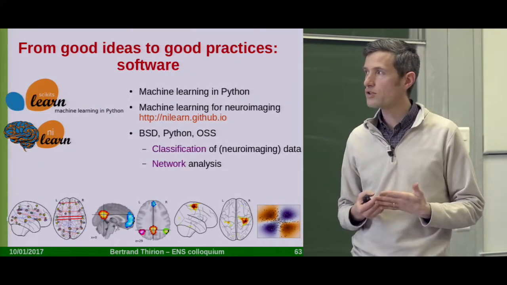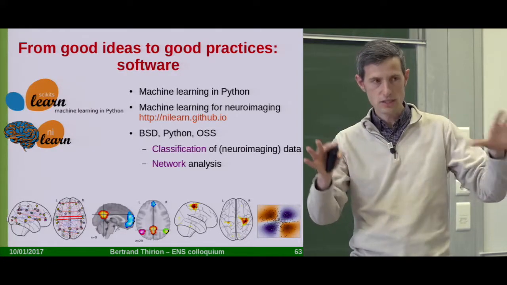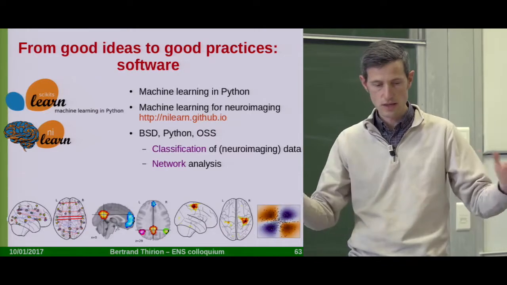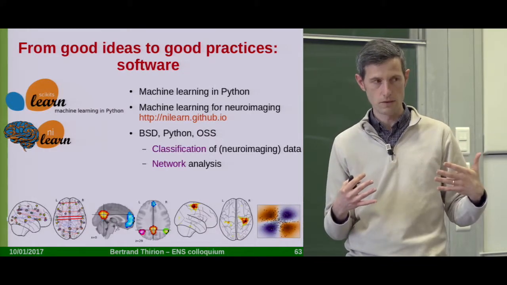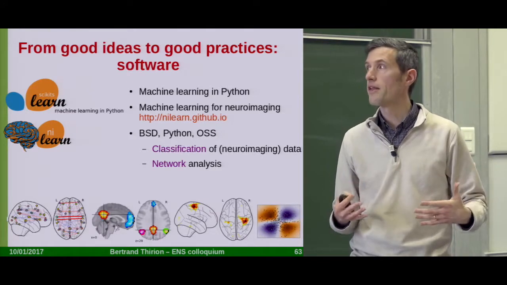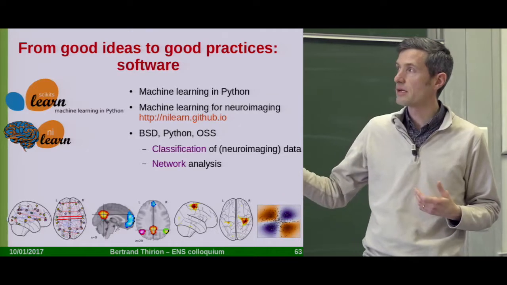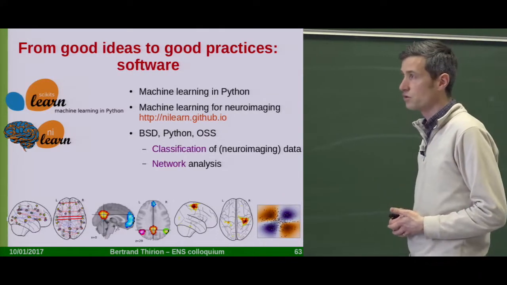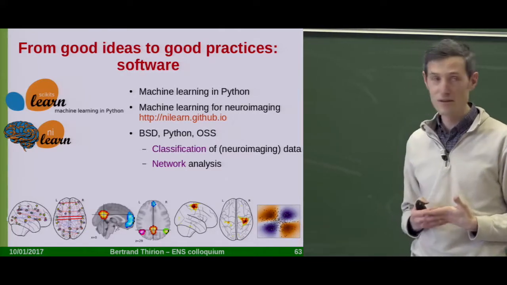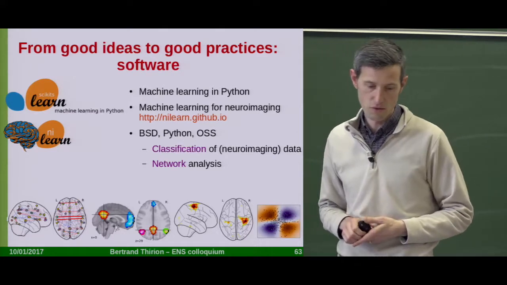So we try to make it as easy as possible to get images and annotations, create a problem that can be solved with machine learning, and then get some easy visualization of the results, like brain maps that make sense to neuroscientists. So this is what we're trying to do, because only open science will really solve these difficult problems in the long term.